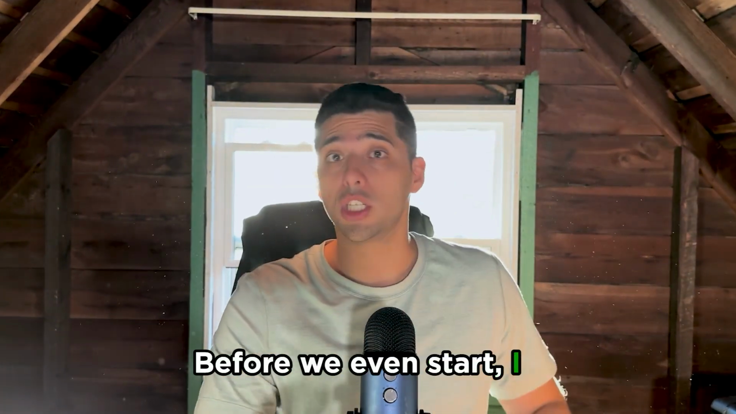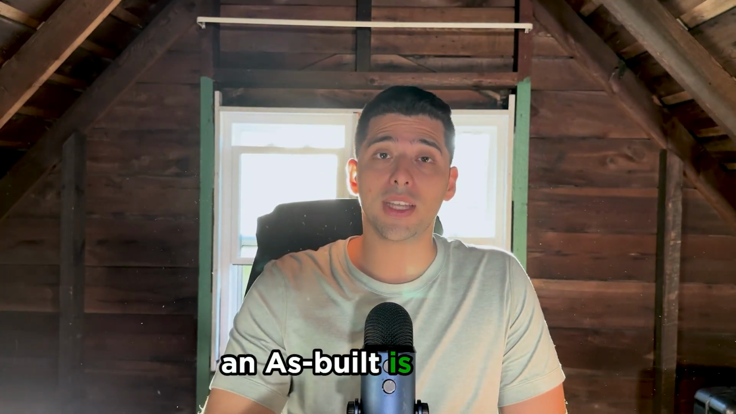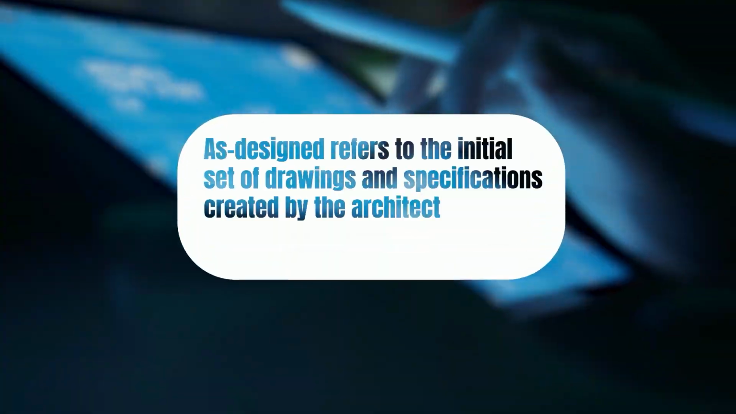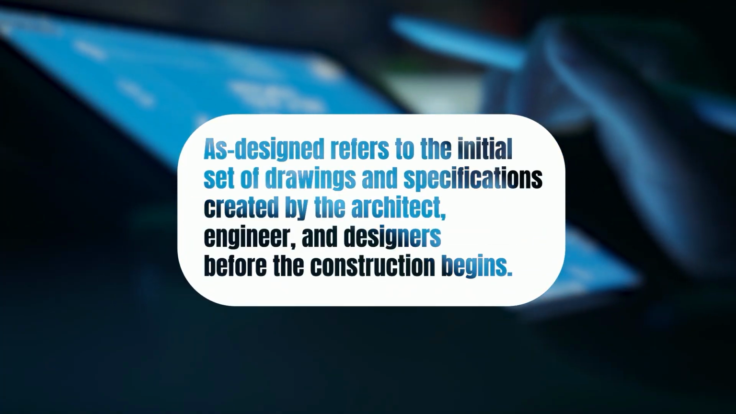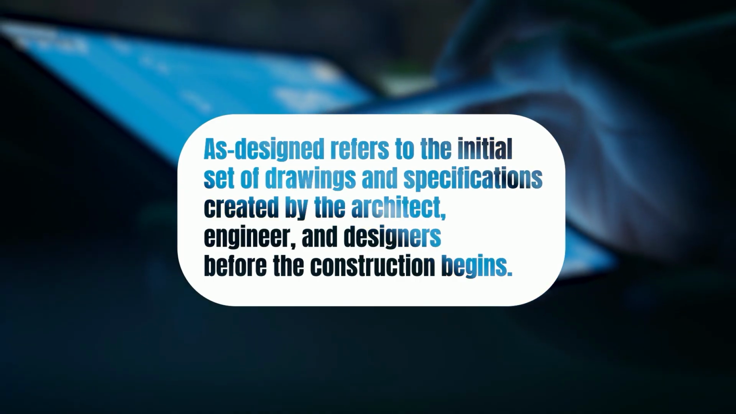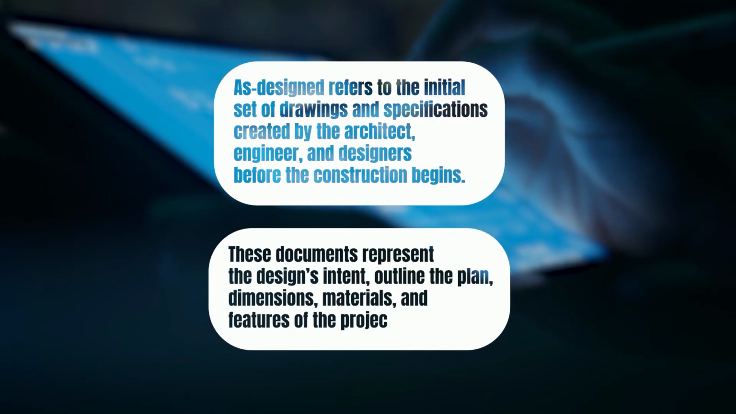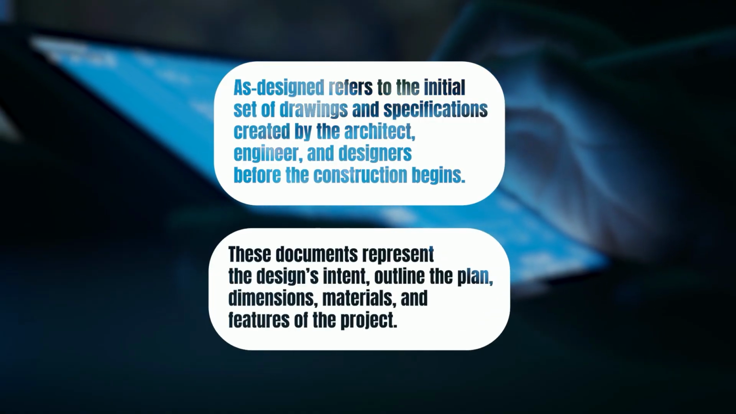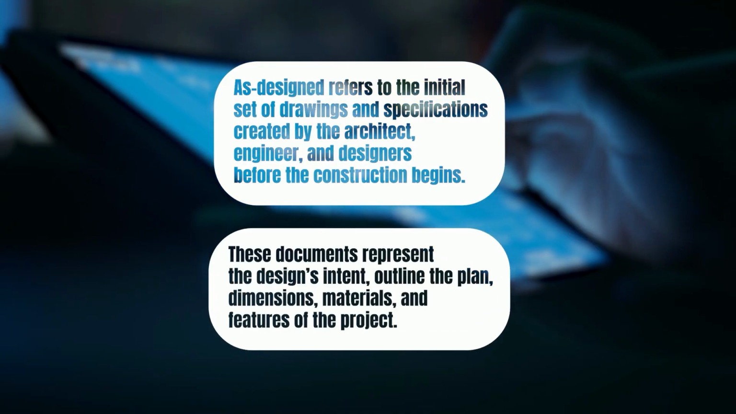Now, before we even start, I just want to quickly define what an as built is and what is an as design model. As design refers to the initial set of drawings and specifications created by the architect, engineer, and designers before the construction begins. These documents represent the design's intent, outlining the plan dimensions, materials, and features of the project.